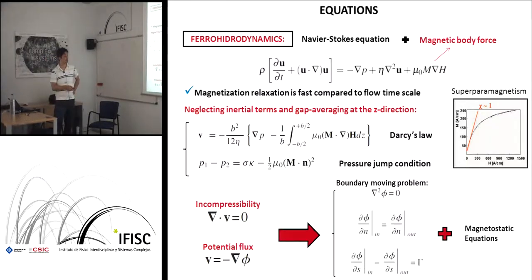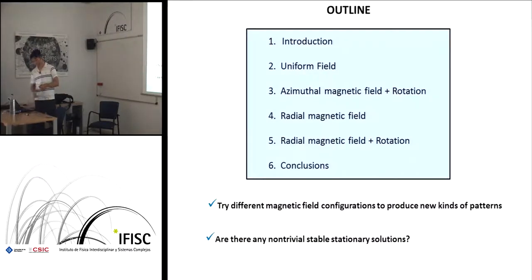In addition, there's something I'm not showing you, which is, these are the equations for the flow, but there are also equations for the magnetic field. So you must solve magnetostatic equations. Usually, magnetization relaxes much faster, on a time scale which is much smaller than the flow scale. So you can consider that you are in a magnetostatic regime. So you must also solve Laplace equations for the magnetic scalar potential, right? Okay. So this was the introduction.